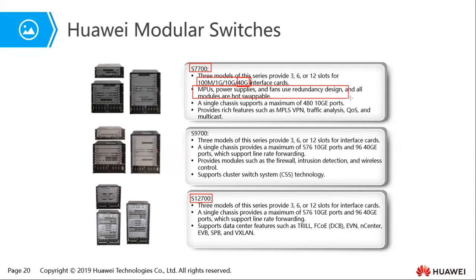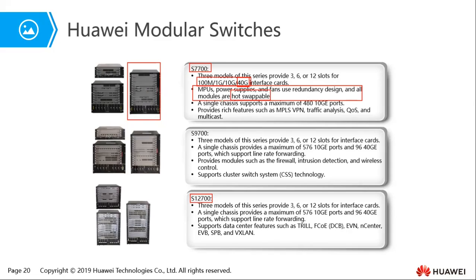Their processors, power supplies, and fans have a redundancy design, meaning you have more than one fan. If one goes out, the other one will still take care of the device. And all modules are hot swappable. Hot swappable means you can change or replace them without shutting down the device. You simply pull out the one that has malfunctioned and install another one while the machine is still on. So you don't have to power off like we do with most other devices.